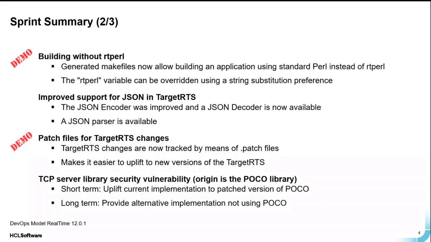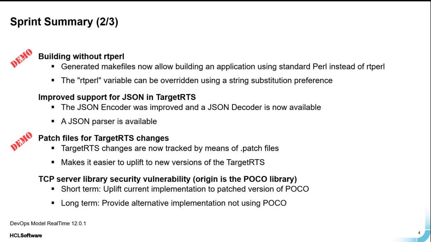We also have spent some time making it possible to build generated code and the TargetRTS without using the RT-Perl that we ship with the product. We know that some of you may run on platforms which we don't provide an RT-Perl, and also in general would like to use another Perl distribution, and that is now possible. So there are some changes in the generated make files that make it work with the standard Perl installation. And also we have made it possible to configure the location of RT-Perl using a string substitution preference.